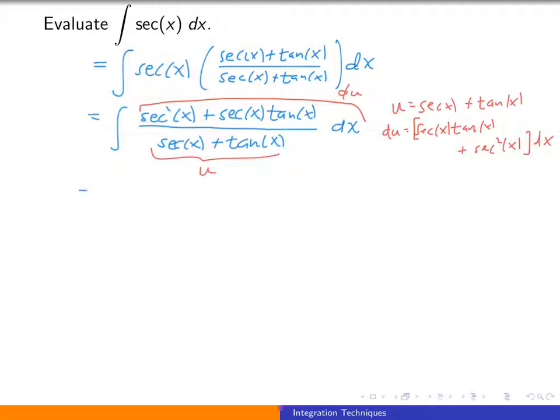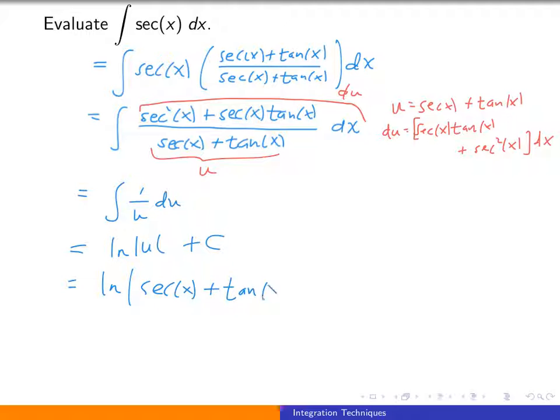So upon doing this substitution, this turns into an extremely reasonable integral. The antiderivative of 1 over u is natural log absolute value u. And the last thing we need to do is just resubstitute in. So we have natural log of the absolute value of secant plus tangent.